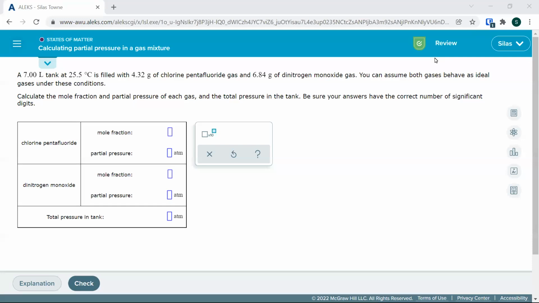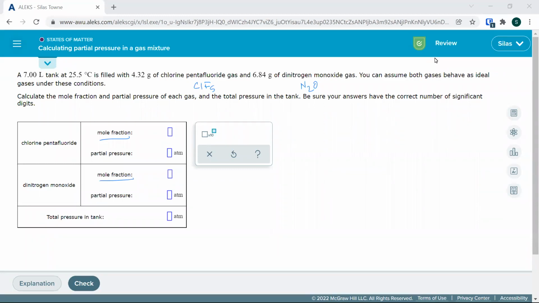All right, a lot going on in this question, though we're not given a ton of information. We've got to solve for basically what's in this tank. We have a 7-liter tank. It's at a little over room temperature, 25.5 Celsius, and 4.32 grams of chlorine pentafluoride and 6.84 grams of dinitrogen monoxide. And so we've got to first solve for mole fraction.